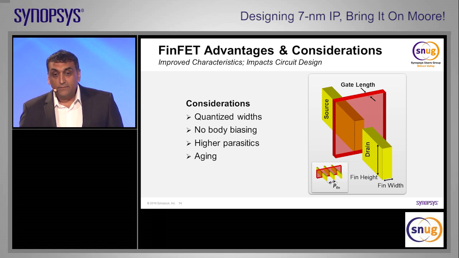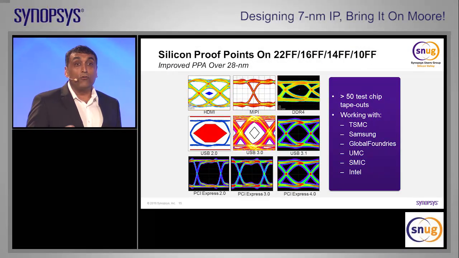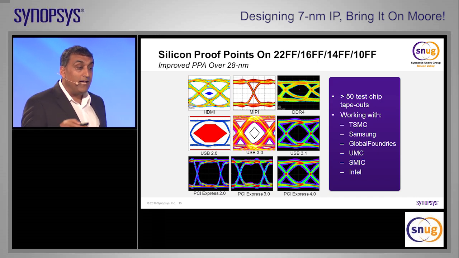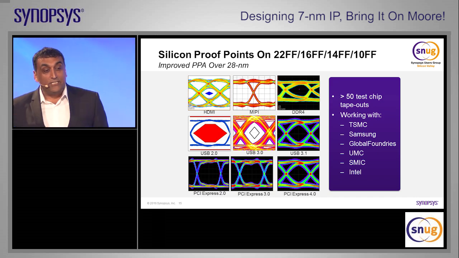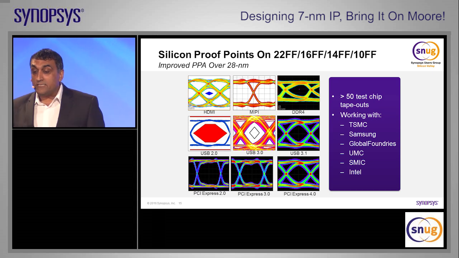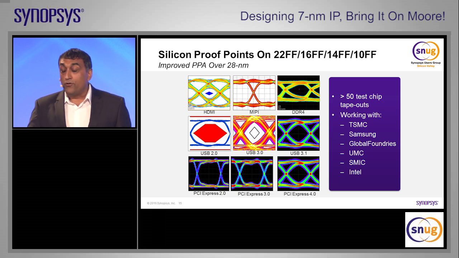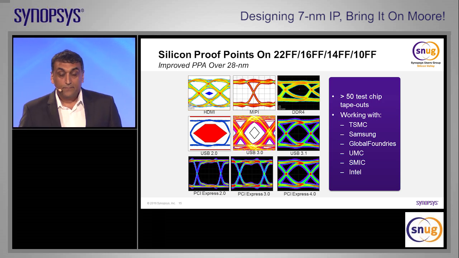That being said, when I presented this 2 years ago, we hadn't many silicon proof points. Today we do. These are all the silicon proof points that we have on 22, 16, 14, 10. Okay? We've been working with a number of different providers of FinFET technology, as you can see from the list here. We've done a bunch of tape-outs to prove that these IPs work.